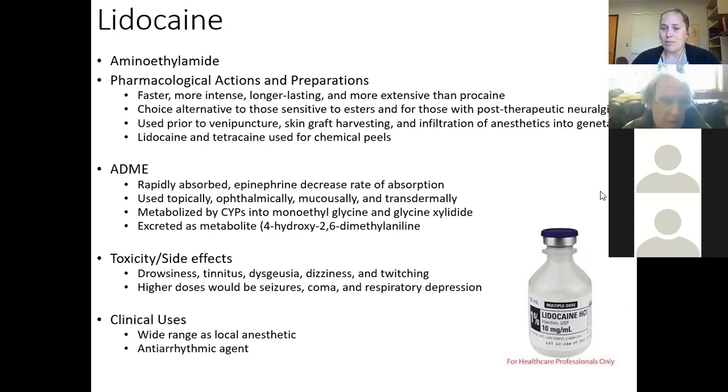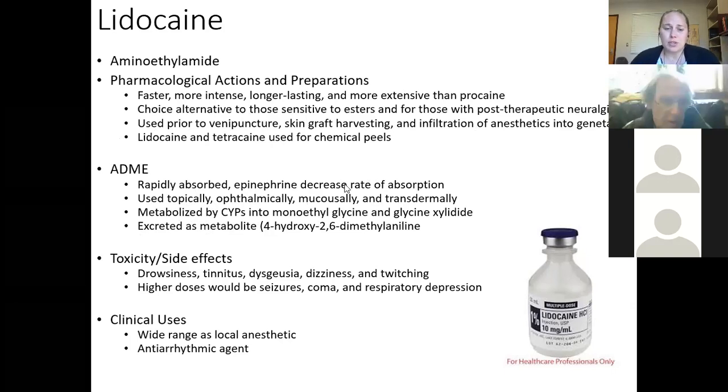For the ADME of lidocaine, it's rapidly absorbed. Epinephrine is going to decrease that rate of absorption and can be used in a variety of ways. Here you can see topically, ophthalmically, mucosally, and transdermally. It is metabolized by the CYPs, and you can see some of the metabolites here. And then finally it is excreted in the urine as this final metabolite that you see.